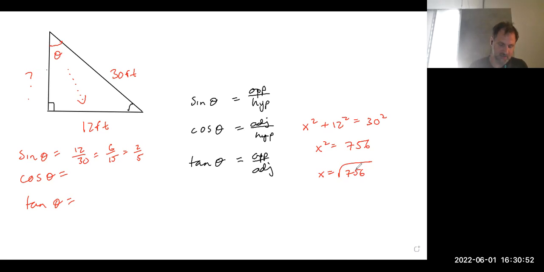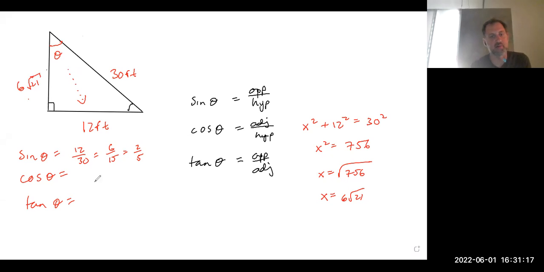I know that 756 is 4 times 9 times 21. And so this is going to be X equals 6 square roots of 21. And so at that point, I'm going to go ahead and erase this, and I'm going to write in 6 square roots of 21.